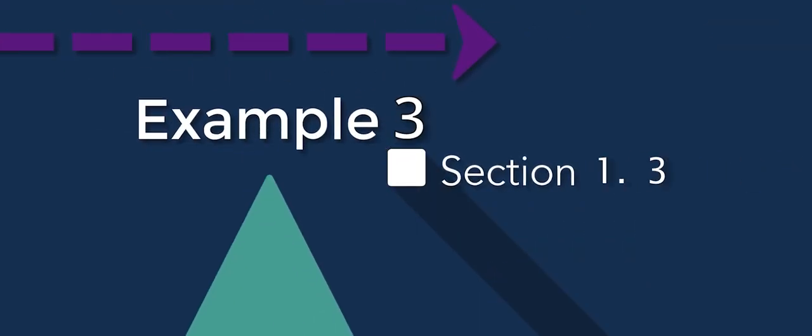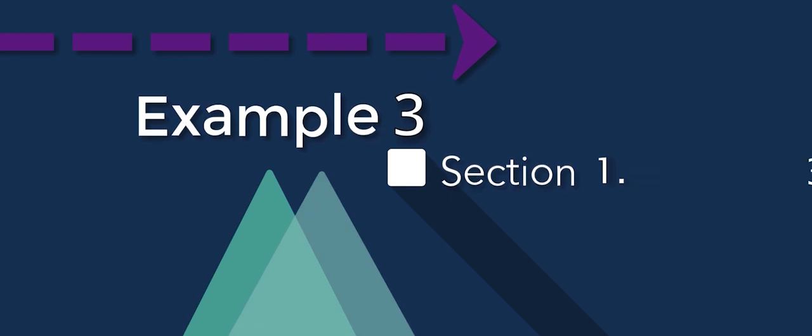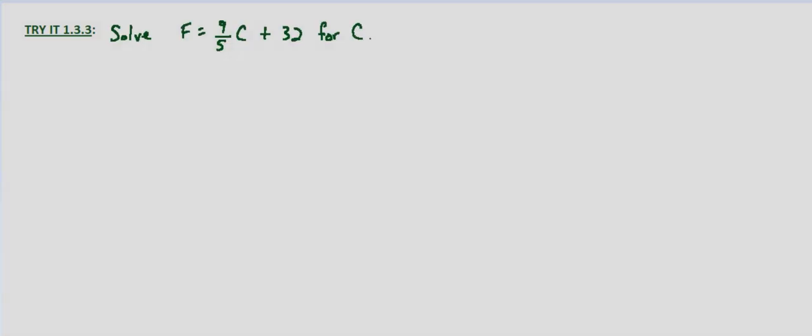In this problem, we are given the formula for converting from Celsius to Fahrenheit, and we're asked to solve for C, Celsius. So in effect, what we're doing is algebraically manipulating to find the formula for converting in the opposite direction, from Fahrenheit: if we're given degrees in Fahrenheit, to convert to degrees in Celsius.